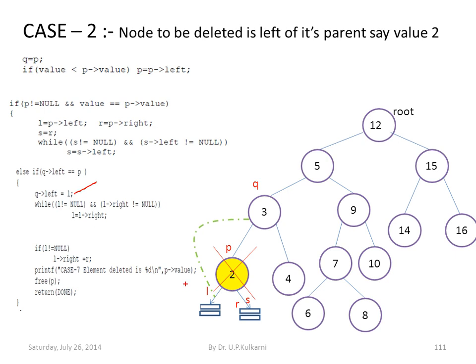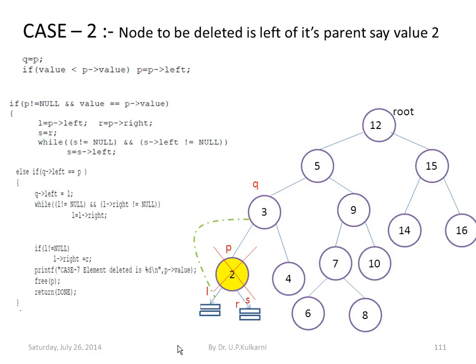Then if L not equal to null and L right not equal to null, what we do is L equal to L dot right. That means we keep on positioning L towards the rightmost node of this subtree. Unfortunately, it is not there here. Now look at the rightmost node, whatever that is pointing to, if it is not equal to null, then L dot right equal to R. So we make this point to R here. That means this entire subtree will become the right subtree of the rightmost node. This case is not here, so we'll try to see it later.